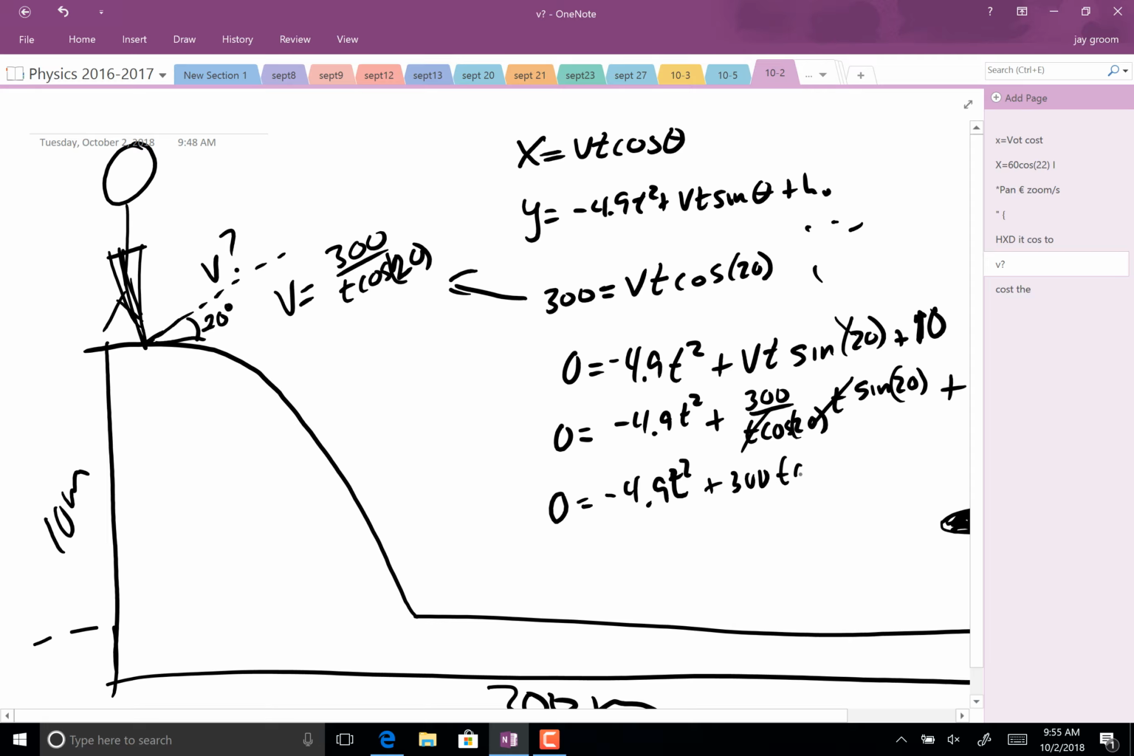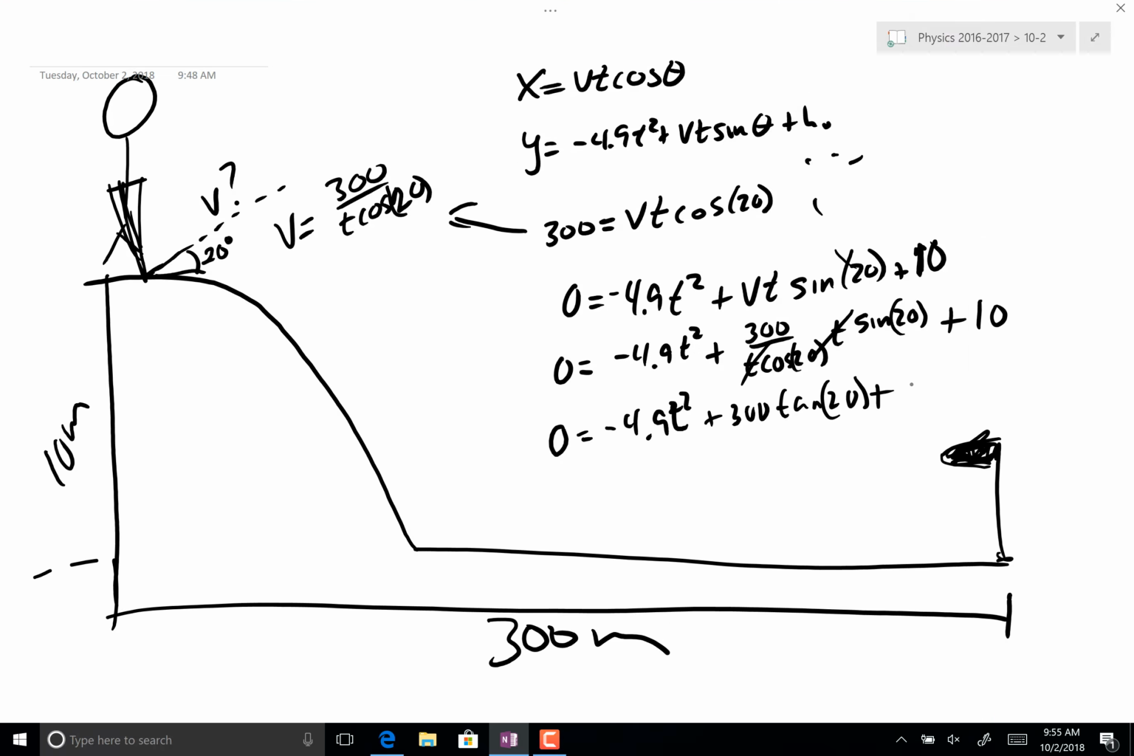300 tangent 20 plus 10. So notice, I can solve this bottom equation for the t right here by graphing. And then I can plug it back in up here and find the velocity that I need to pull this off. Let's try that. Okay. You will do that a bunch. It's the same thing, however, right? Typically, if you need to solve for v, you're going to solve for t at the same time. Totally up to you, though.